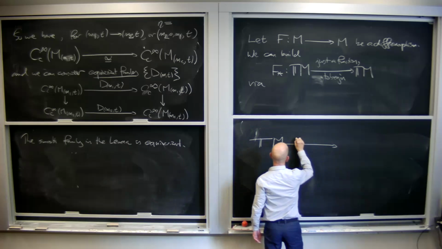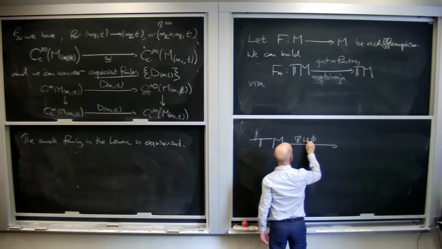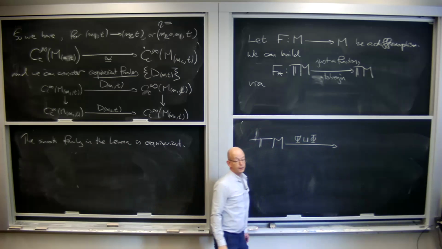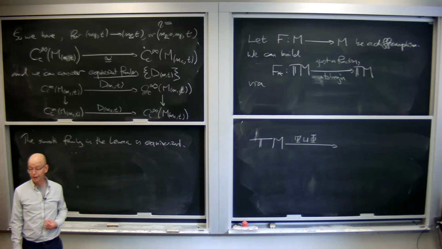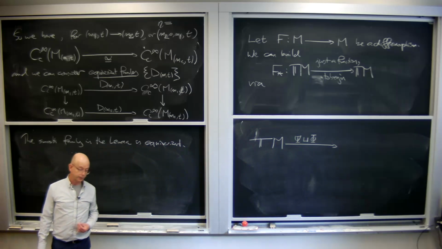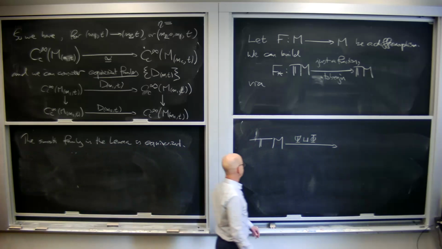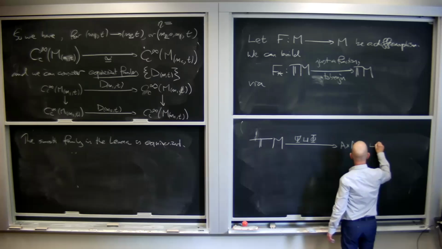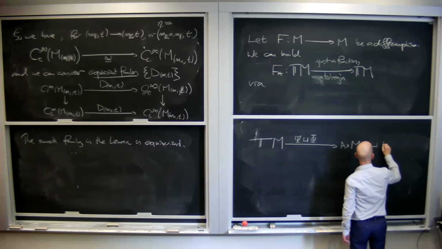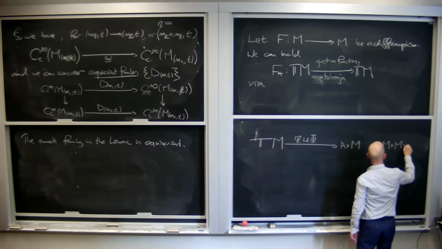We had a map that we called psi, and we had a map that we called phi, which identified a certain closed subset of T of M with A times M, and a certain open subset with M times R cross, times 0 I wrote before. Decided not to do that now.